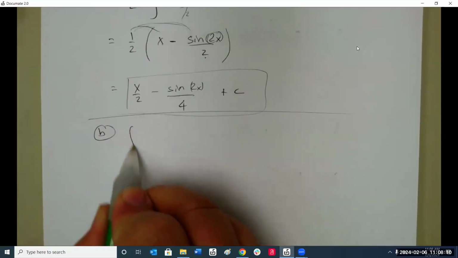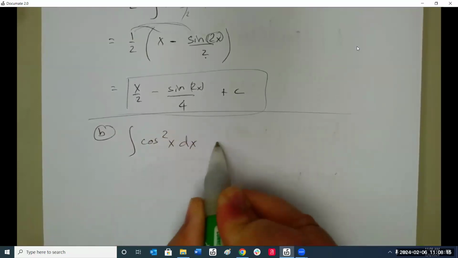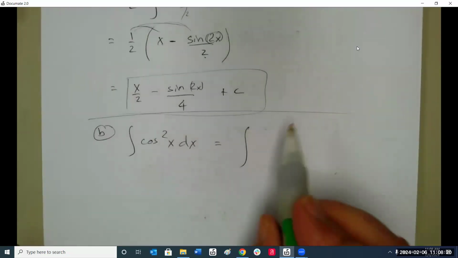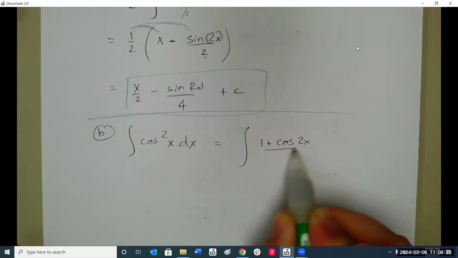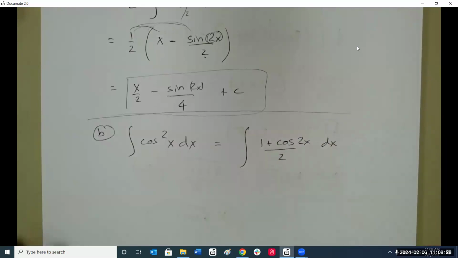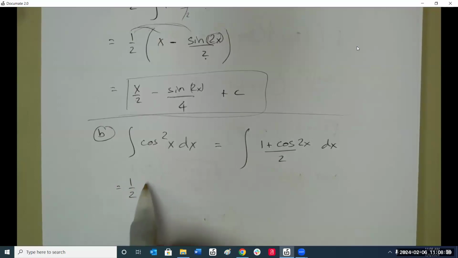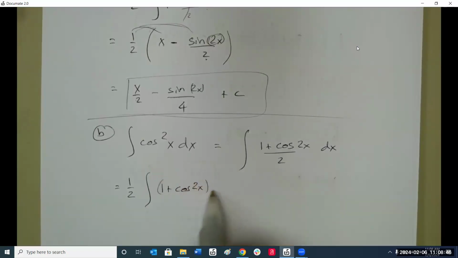B, it says the integral of cosine squared x. Because that one we can convert to 1 plus cosine 2x over 2. So you bring out the 1/2. Bring out the 1/2. Integral of 1 plus cosine 2x dx.